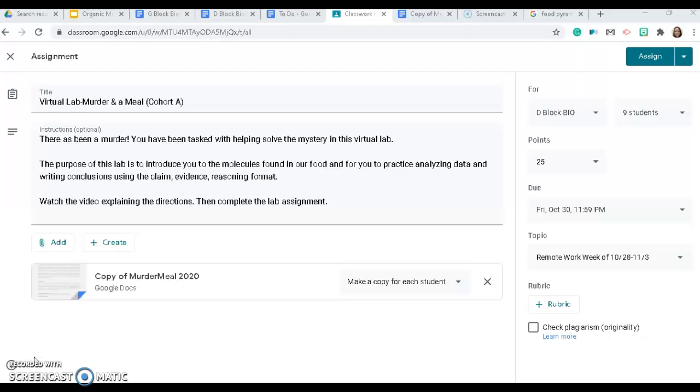The purpose of this lab is to introduce you to the different molecules found in your food and for you to practice analyzing data and writing conclusions using the claim, evidence, and reasoning format. So first we need to talk about some of the molecules that are found in our food.